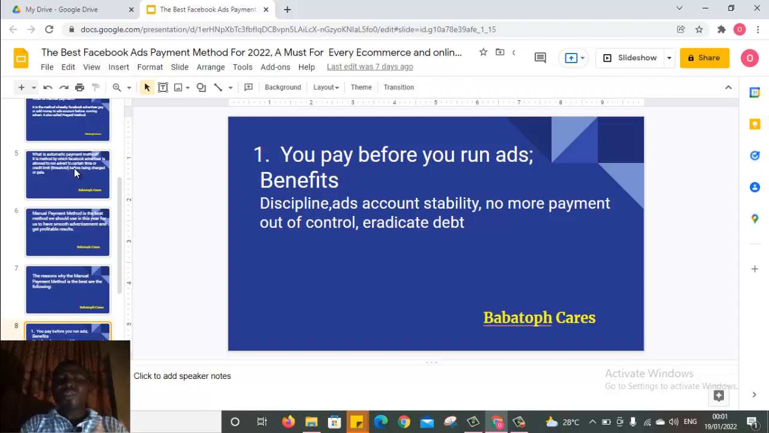But if you have gone for the manual payment method, whereby you pay before you run advert, you will not owe them. You will not even have a cost to owe. You'll be very disciplined. Your ad account will be stable. No more payment out of control. You will eradicate debts. And if you want to ensure that your ad account is healthy, once you don't owe, the ad account will stay long, and it is one of their policies. Are you getting it? So that's one of the benefits.